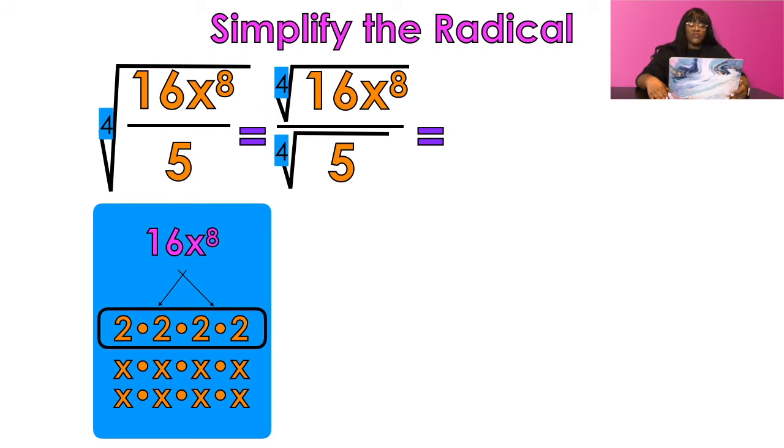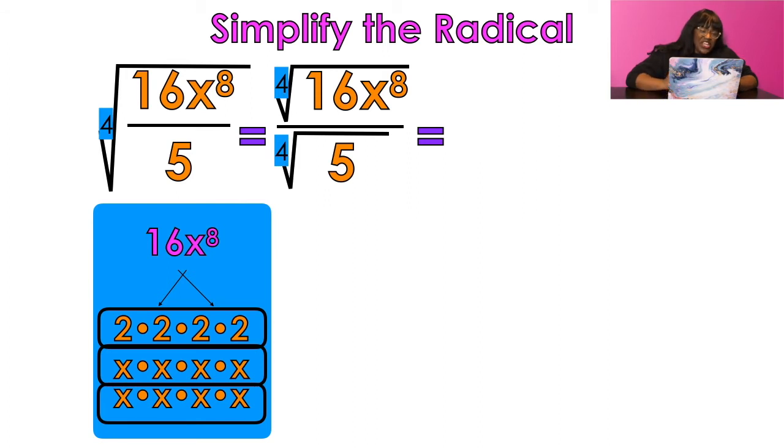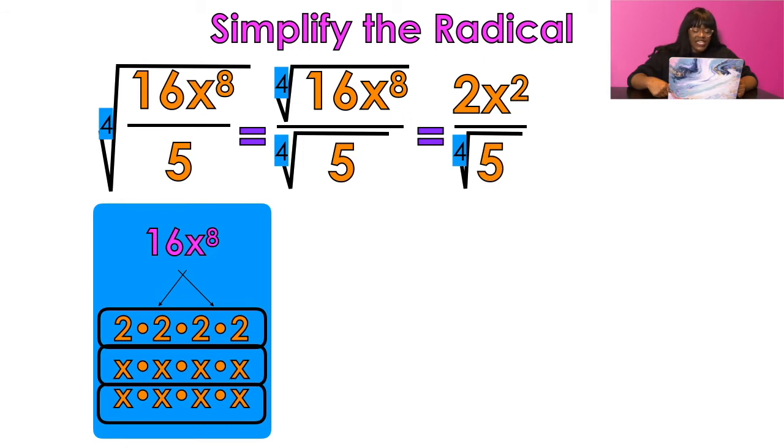So I have one group of 4, all 4 2s. I have another group of 4, 4 x's. And then another group of 4, another 4 x's. So is there going to be a radical left in the numerator of this problem? No, because everything is circled. Okay? So I'm going to take a 2 out and 2 x's, x squared.